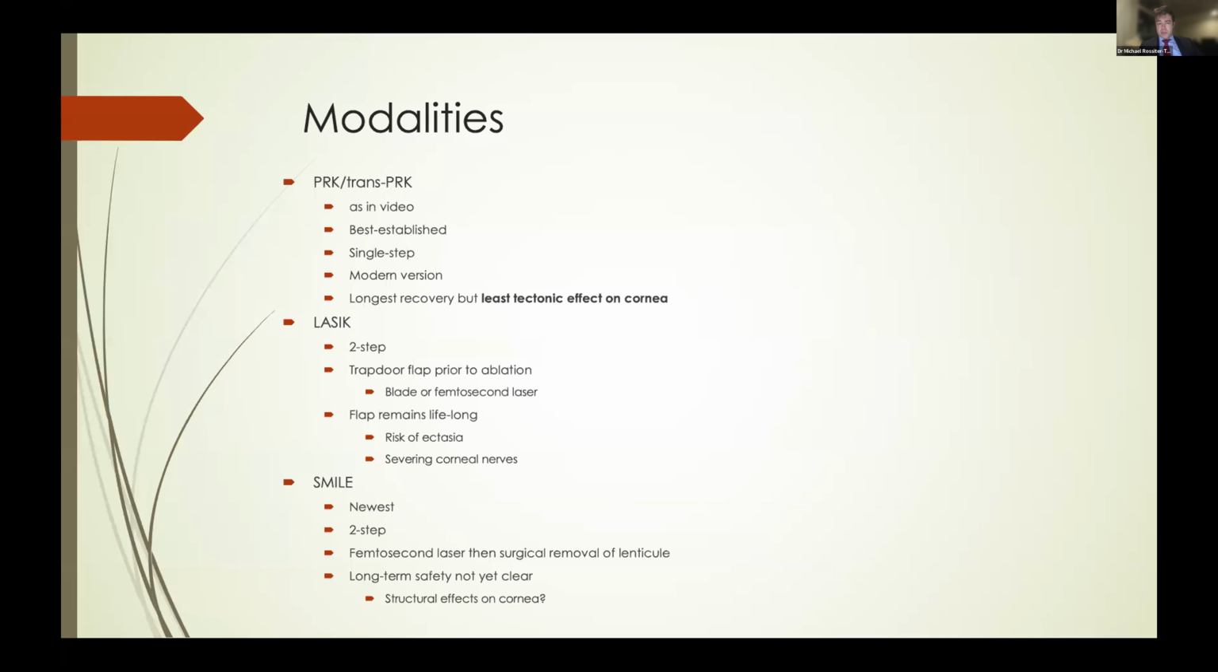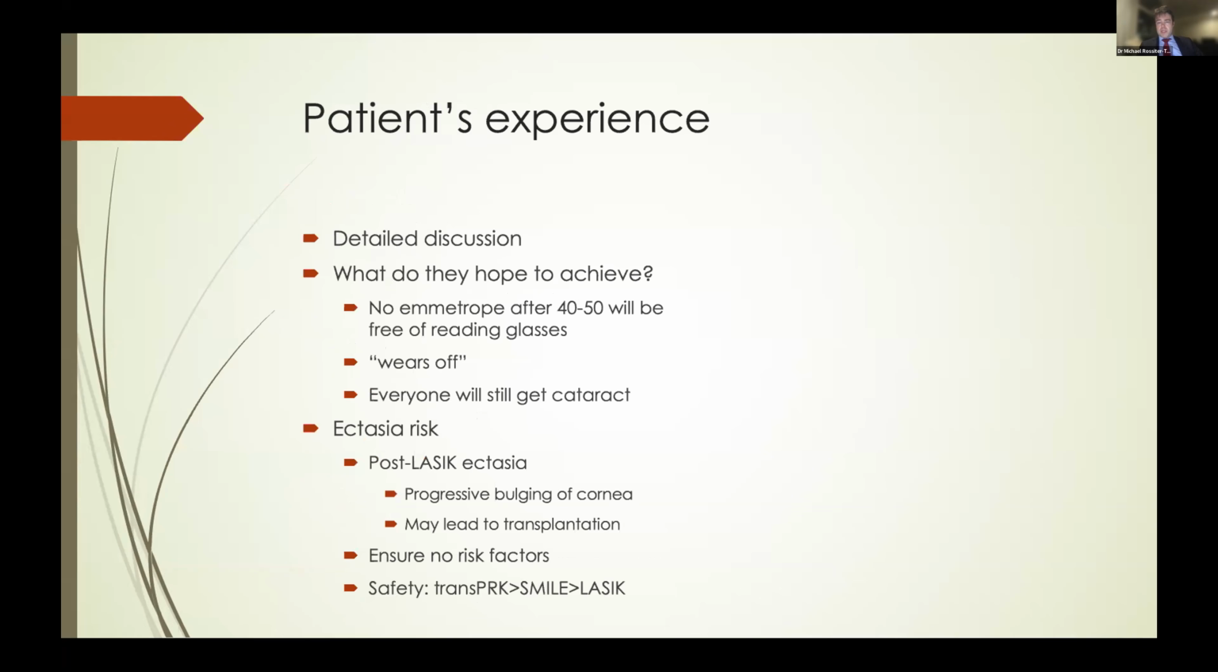A newer type of laser is called SMILE. Again, it's a two-step procedure, and at this stage, there hasn't really been enough experience with the procedure to establish its efficacy as well as trans-PRK or LASIK. So basically, when a patient comes for assessment, it's a very detailed discussion. It involves establishing what they hope to achieve, and remembering that after the age of 40 to 50, no one who can see clearly in the distance will be free of reading glasses. Everyone will still get cataract. So there are limitations to the procedure, and everyone who's going through this needs to understand it.